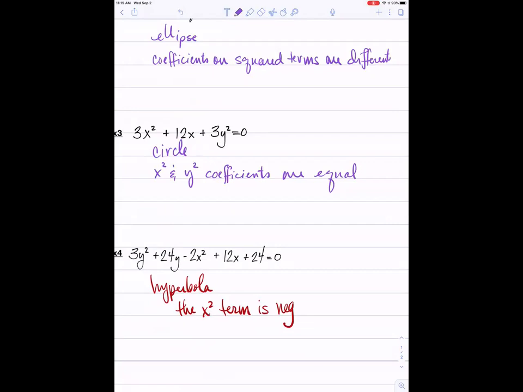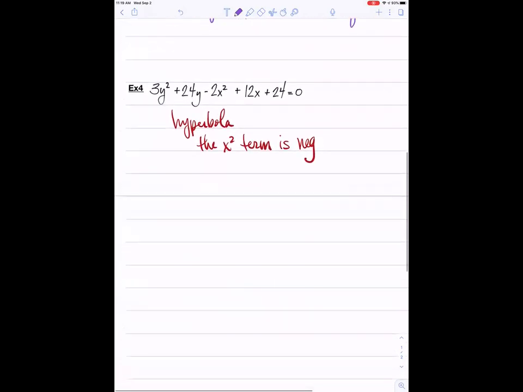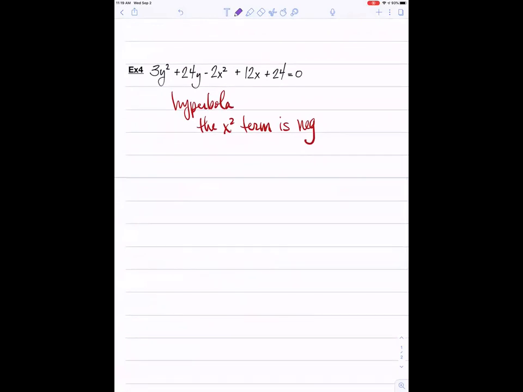All right, this isn't sufficient though. Can I show you something? Come down to number 4. Look at the coefficients on the squared terms. Are they the same or are they different? They're different, but we didn't say it was an ellipse just because they're different, right? So I can't use just coefficients are different for an ellipse. I need a little bit more.